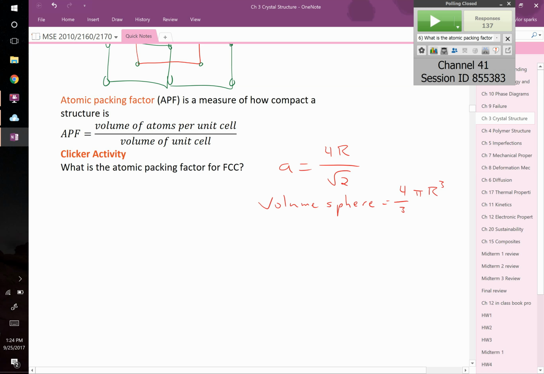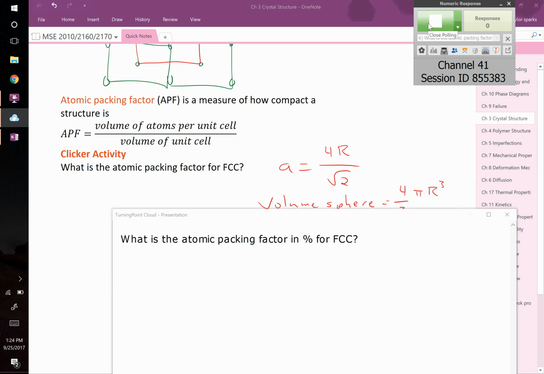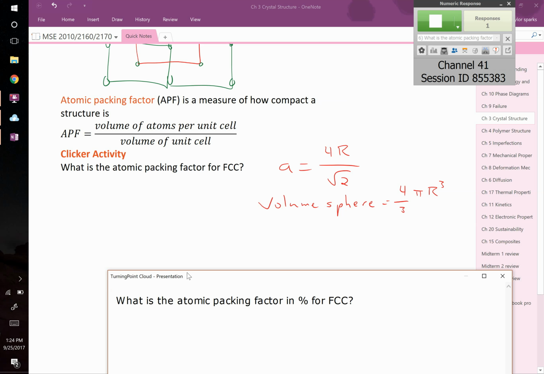So with that in mind, go ahead and calculate what should be the percentage, and you're going to give the answer in percent. Don't use the percent sign, but if you think it's like 90%, just type in 90, for example. So go ahead and calculate what should be the atomic packing factor for the FCC lattice. How densely packed are we talking about? How much empty space is in there? How much filled space is in there?